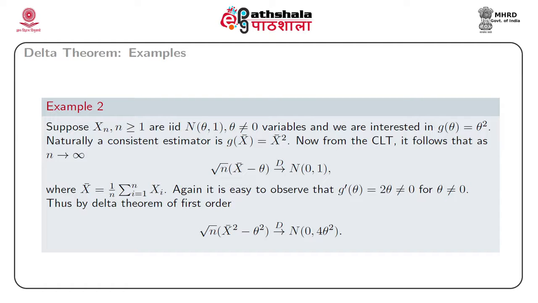Since the first derivative of g at theta is not equal to 0, as we have assumed theta is not equal to 0, it follows from the delta theorem of first order that square root of n multiplied by (x bar square minus theta square) converges in distribution to a normal variable with mean 0 and variance 4 theta square.